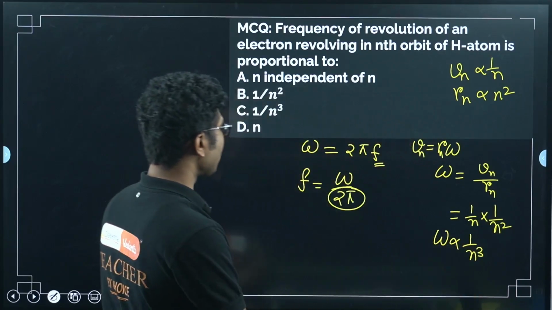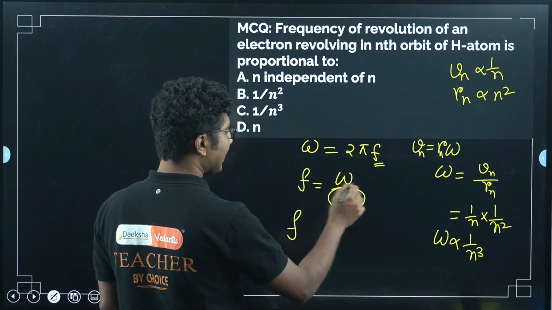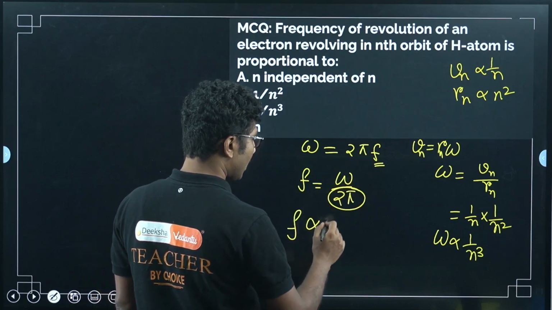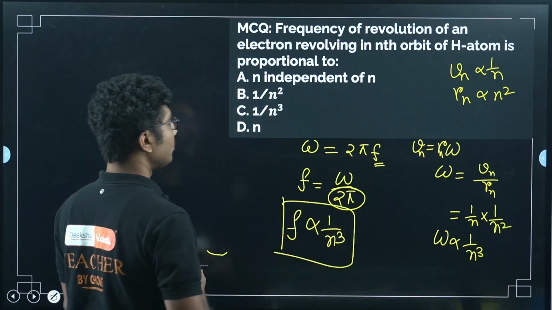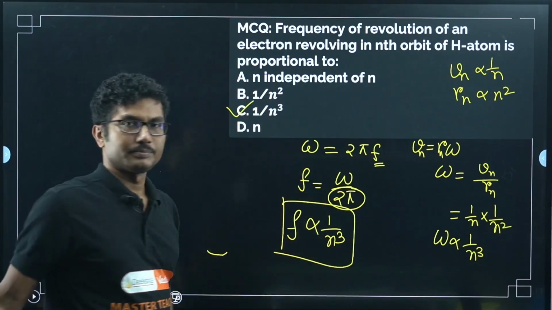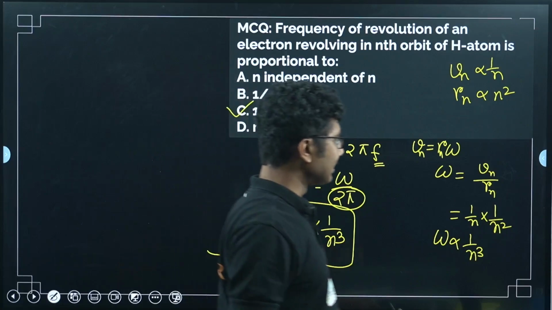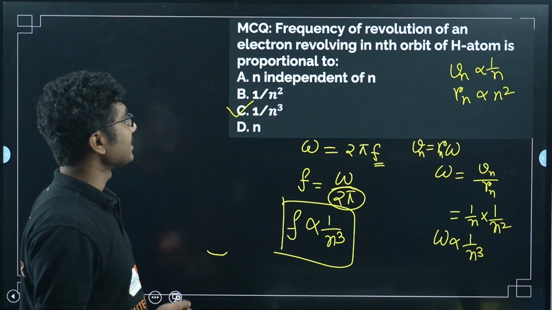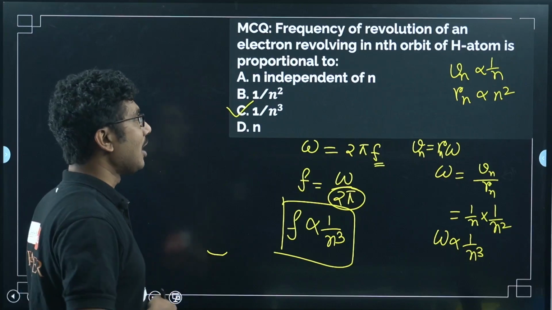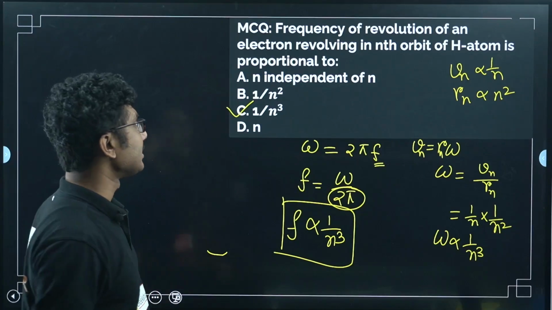Now omega is proportional to 1 by n cube, and f is directly proportional to omega, so f should also be proportional to 1 by n cube. So the correct answer is option C. Clear? This is a little bit tricky question, that's why I solved it during our discussion. If the same question comes again in your upcoming KCET 2025, you should be able to answer it.